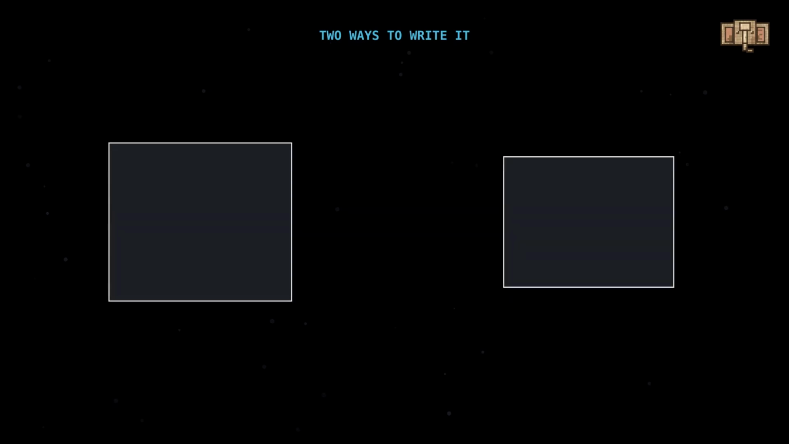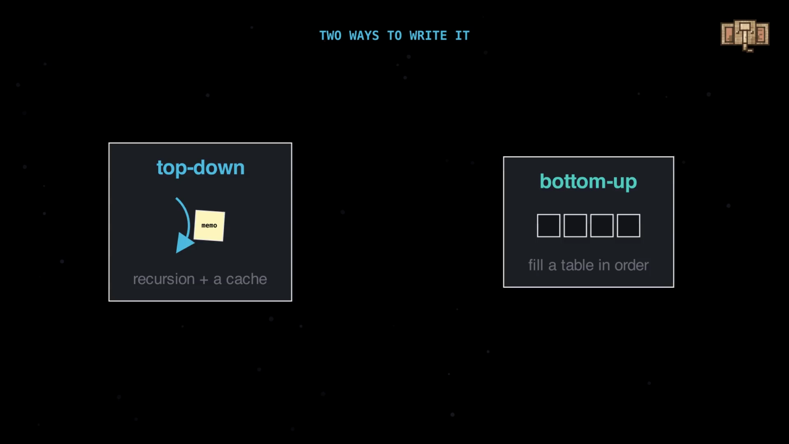There are 2 ways to actually write it. Top-down is the recursion, memoized, and it is the easiest to derive. Bottom-up is a table filled in order, which is faster and easier to shrink. Both give you the exact same answer. So start top-down, then switch when you need speed or memory.